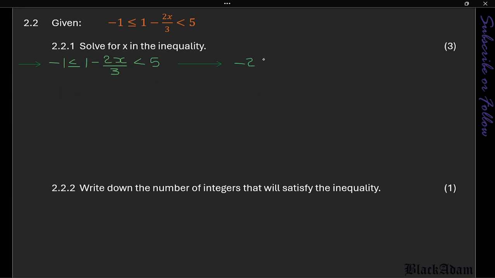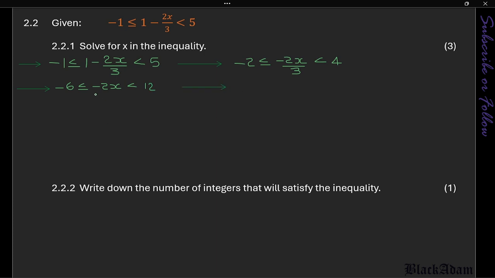Then from there we have negative 2 less than or equal to negative 2x over 3, less than 4, because the 5 becomes 4 since it was minus 1. And then we know that we have 3 there, so we have to multiply all sides by 3, giving negative 6 and positive 12. So we have negative 6 less than or equal to 2x, less than 12.